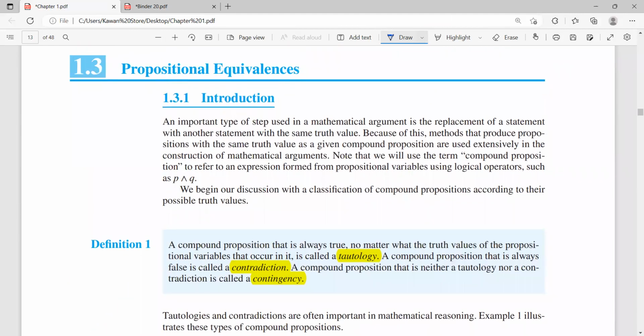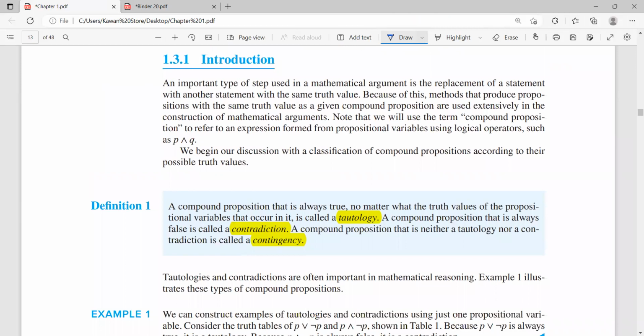Here we are. We have propositional equivalence. We know propositional means that P something with a Q something else. So we have 3 concepts here that I highlighted. Tautology, contradiction, and contingency. So tautology means totally true. The result is totally true.